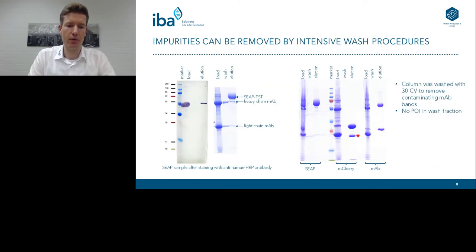In order to verify this, we blotted the supernatant, which you can see on the left side of the slide, and the elution fraction from the secreted alkaline phosphatase elution. After blotting, we detected the heavy chain of a human antibody with an anti-human HRP-conjugated antibody. And you can see that we were able to detect the heavy chain of this overexpressed antibody, of course, in the supernatant, but also in the elution, which verifies that this contamination is artificial.